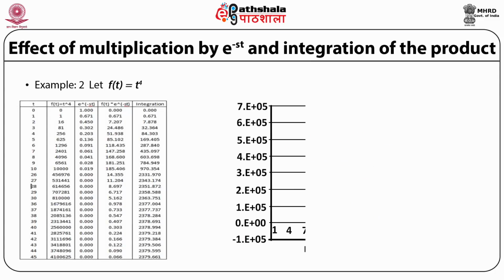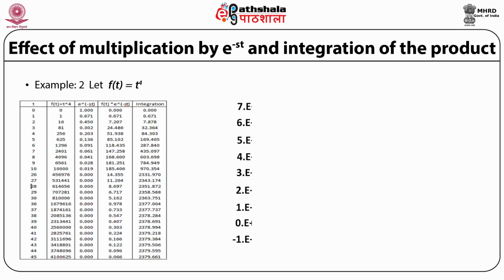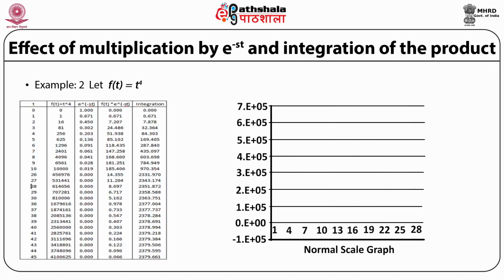We are going to see the effect of multiplication and integration of the product, and this is example number 2. What we are going to do is take the same t squared and see what will happen if we square it. That means we make it t power 4. How is it going to change? When you do the same steps as I told you before, you get time t, you open an Excel sheet, make the time t scale, then the t power 4 function, then e power minus st, then f of t into e power minus st, and then you integrate the product.